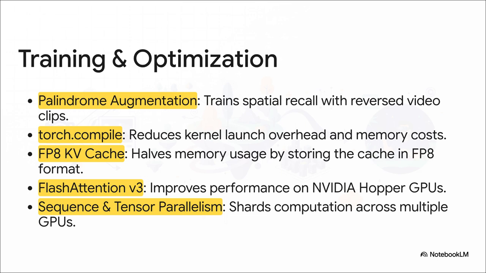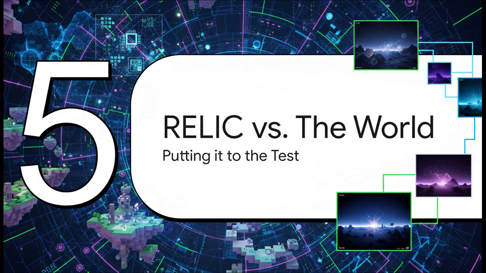They also used custom, highly optimized code libraries like Flash Attention v3, which just makes one of the most computationally expensive parts of the model run way, way faster. And of course, a model this big, 14 billion parameters, can't train on one GPU. They used some really smart techniques to split the model and the data across a whole fleet of GPUs, making the whole process manageable.